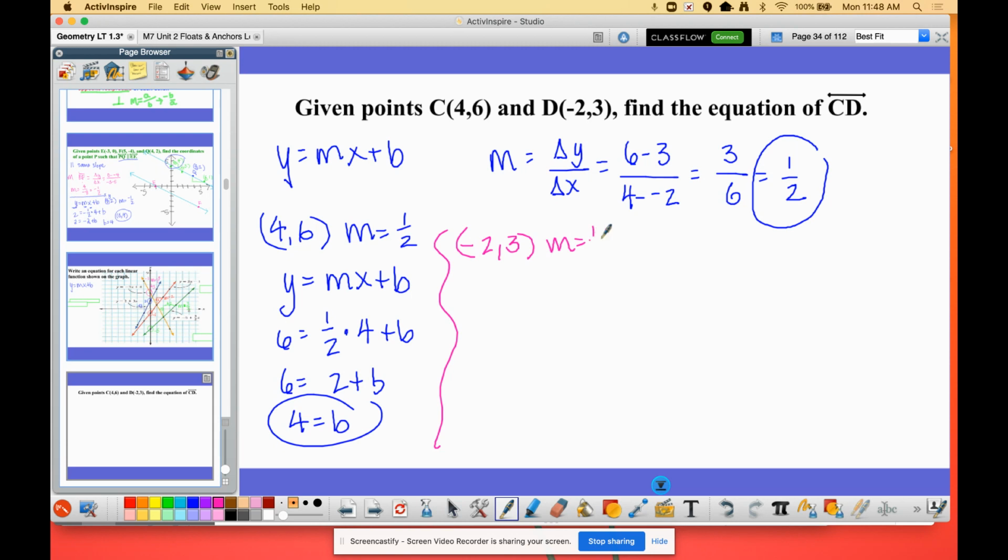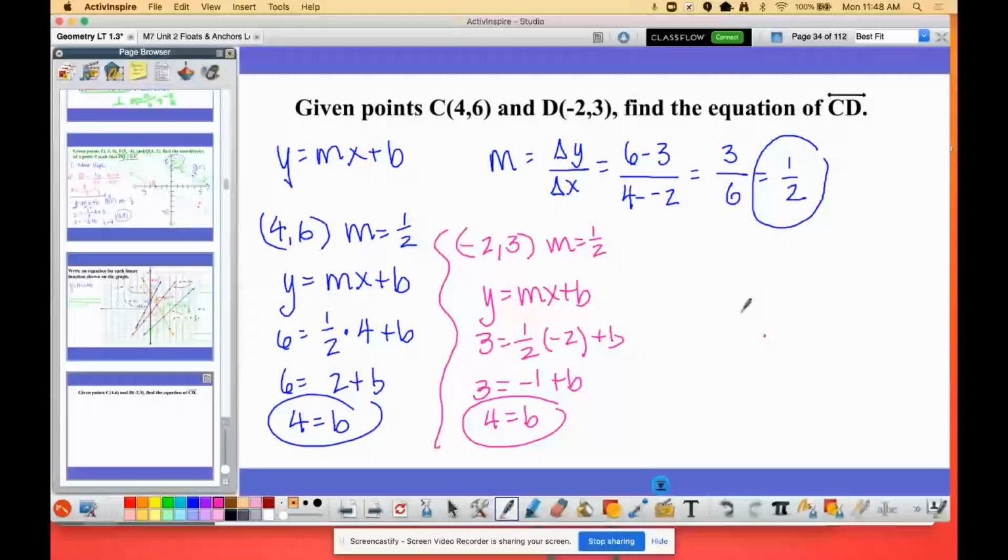Slope is the same because it's the same line. And subbing in to y equals mx plus b, for y I'm going to sub in 3. My slope is 1/2, and my x is -2, plus b. 3 is equal to -1 plus b. Add 1 to both sides, and b is equal to 4. So we should get the same answer there. If we don't, we did something wrong. Because this is on the same line, they should have the same y-intercept.